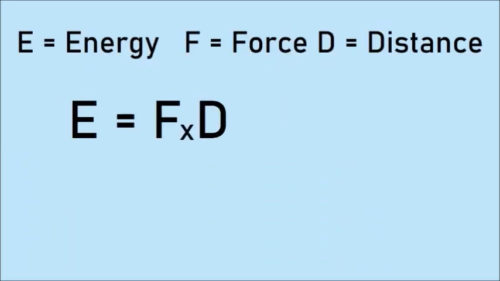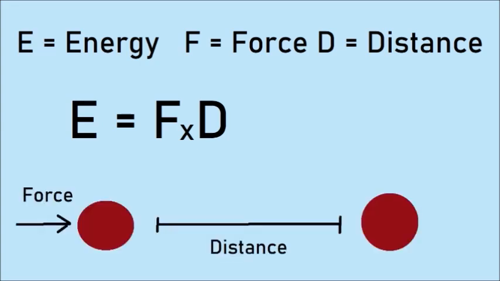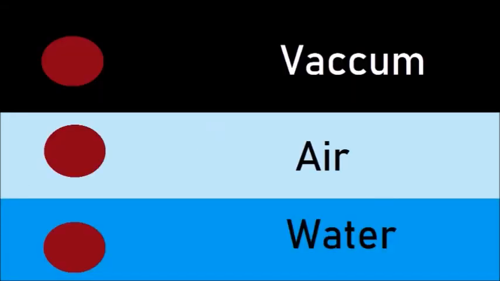Energy is force times distance. If an object is being pushed in one direction, the energy applied to it is only the force pushing this object and the distance traveled. Let's say the same object is being pushed with the same force at 3 locations, such as in a vacuum, in the air, and underwater.